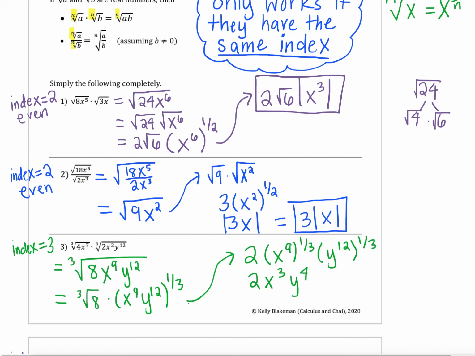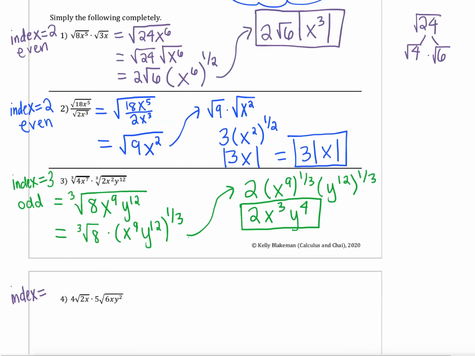Now, do we need to consider absolute values in this case? What do you guys think? In this case, since our index is 3, that is an odd number, so no absolute values are ever considered. So this would actually be our final answer overall.